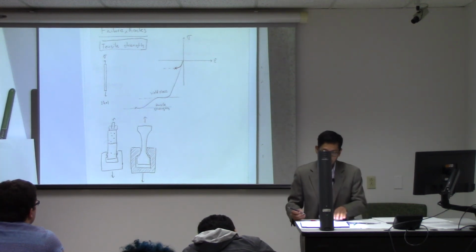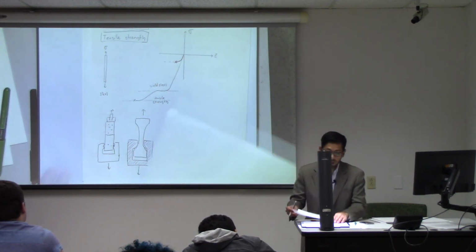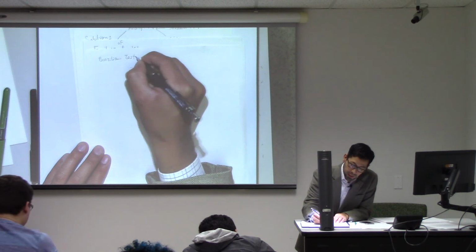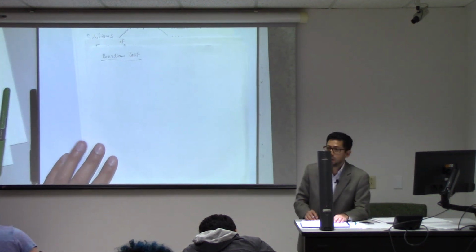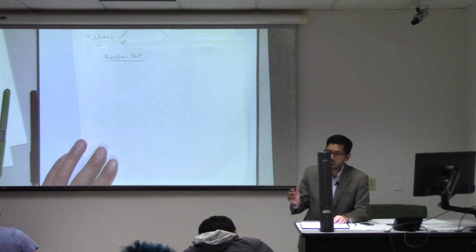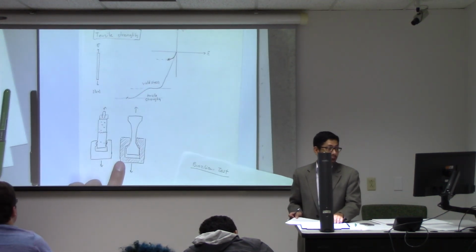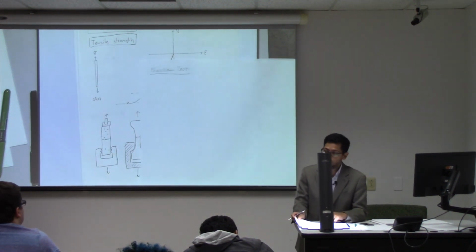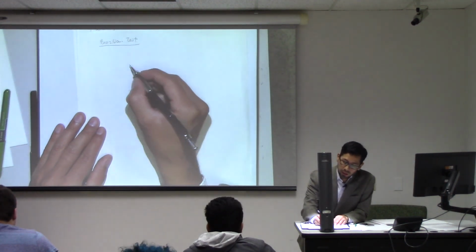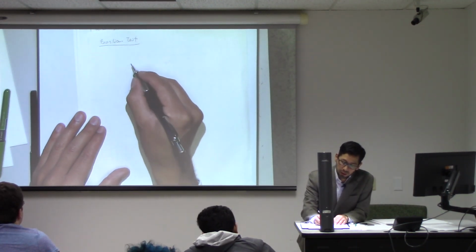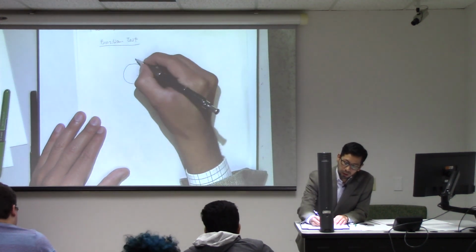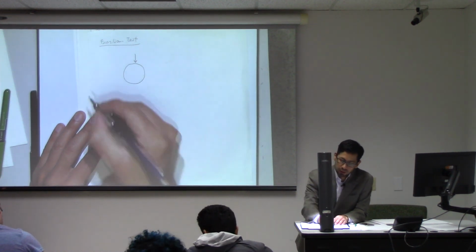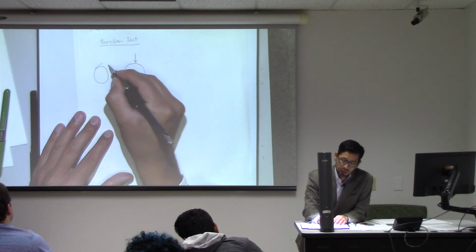In the Brazilian test, I don't know why this is called Brazilian, but it's called Brazilian test. Instead of subjecting a rock to tension directly, you subject the rock to compression, but you take advantage of the shape of the rock. You make a rock which is cylindrical. So this is the rock. I'm going to draw it here in 3 dimensions.